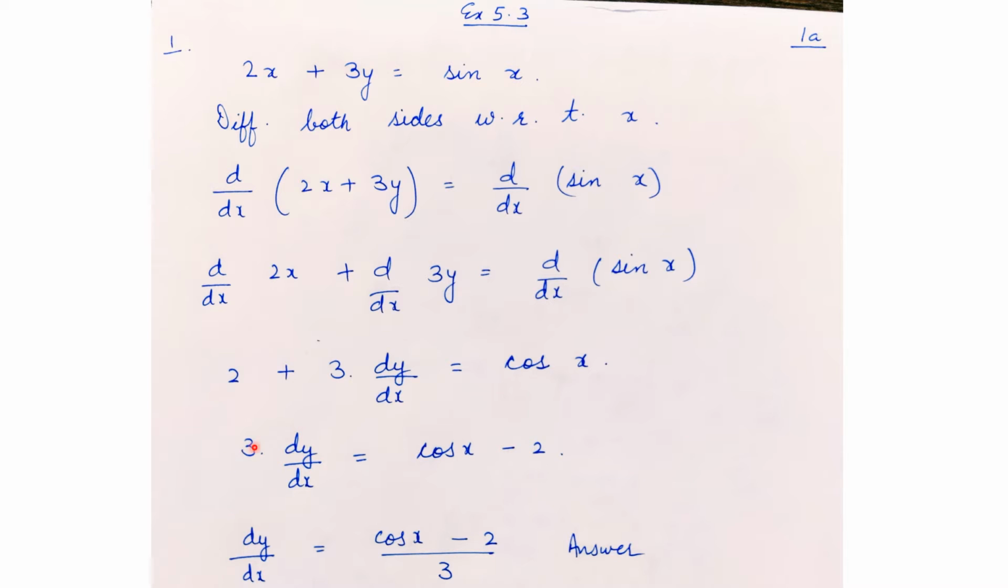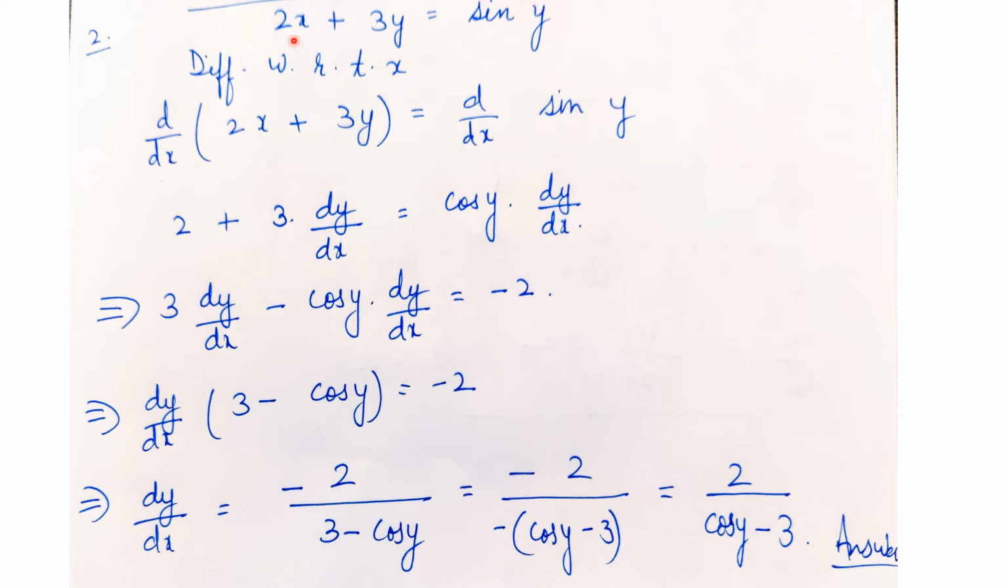Taking 3 towards the other side of the equation, the answer will be dy by dx is equal to (cos x minus 2) whole upon 3. A very simple question. Second question. 2x plus 3y is equal to sine of y. Now differentiating both sides with respect to x, we have d by dx of 2x plus 3y is equal to d by dx sine y.